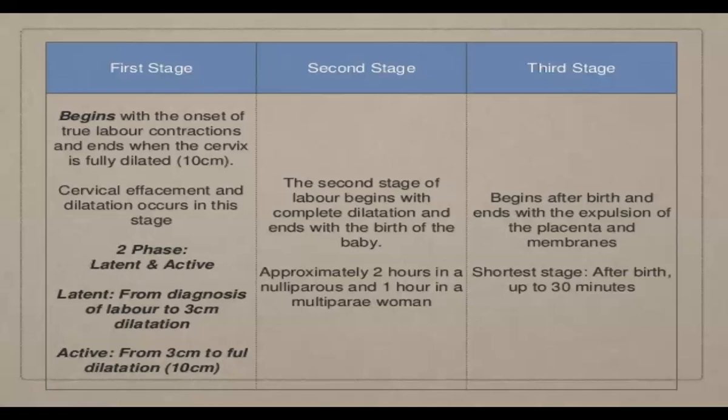And the third stage, what is it? It begins after the birth of the baby and ends with the expulsion of the placenta and the membranes. That is called the third stage. And how much time is required for this? After the birth, it requires up to 30 minutes.